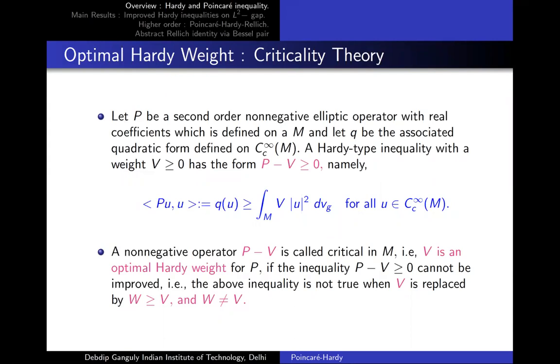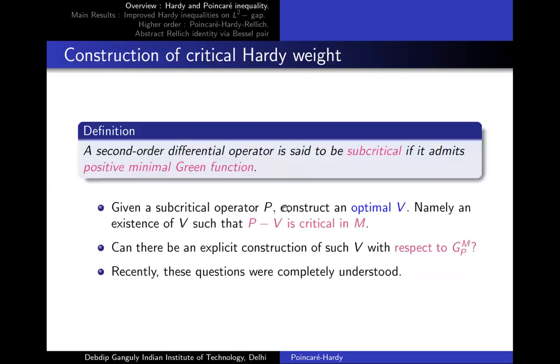Taking any subcritical operator, which means it admits a Green's function, the question is whether you can explicitly construct such a Hardy weight V such that P minus V now becomes critical. In other words, the inequality is not improvable. That is the best possible inequality we could have with V. So the question is: given a subcritical operator P, construct an optimal Hardy weight, namely the existence of V such that P minus V becomes critical in M.